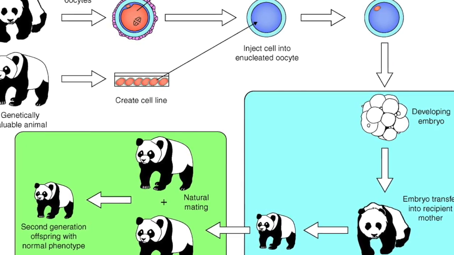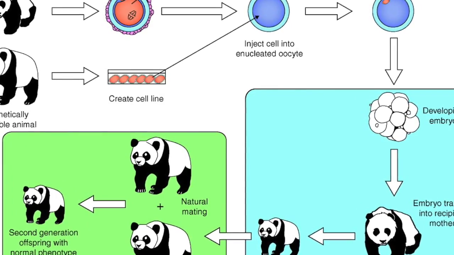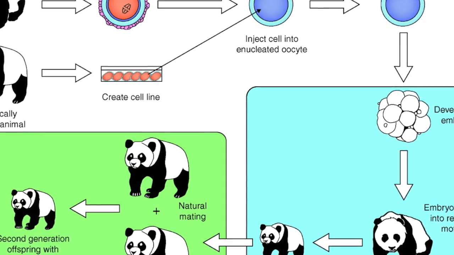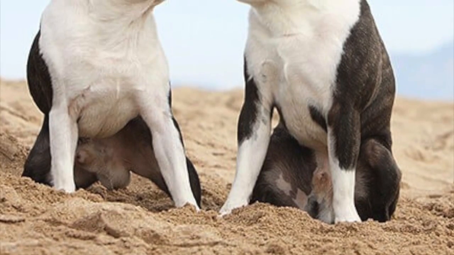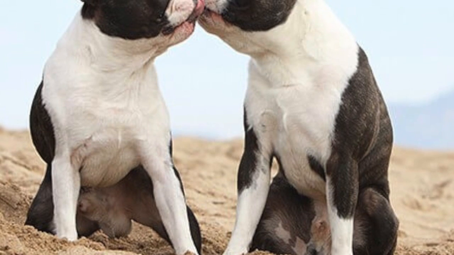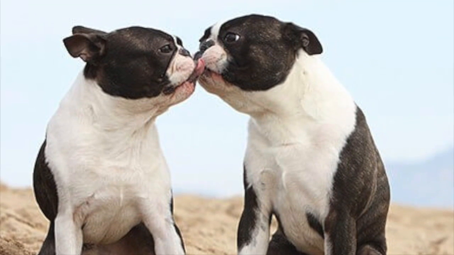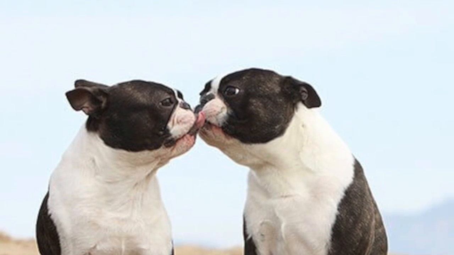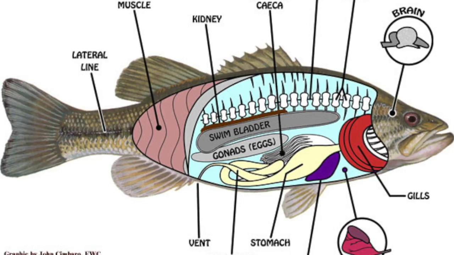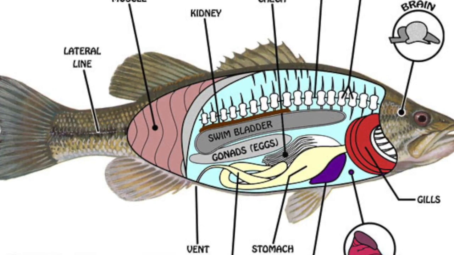Reproduction is the biological process by which new individual organisms are produced by their parents. Reproduction is a fundamental feature of all known life. Each individual organism exists as the result of reproduction. Fish reproductive organs include testes and ovaries.